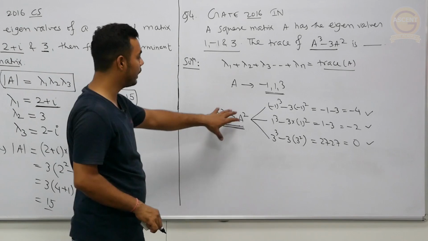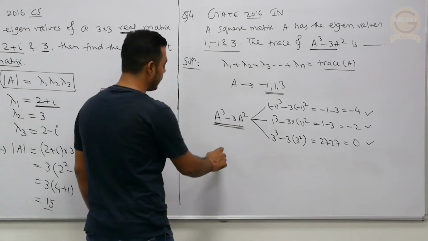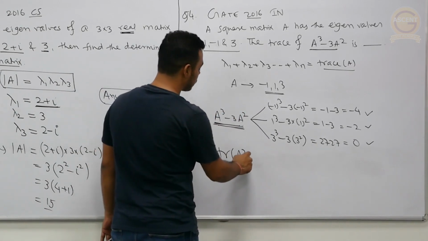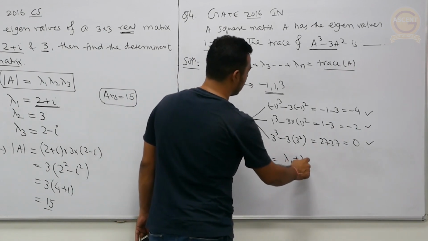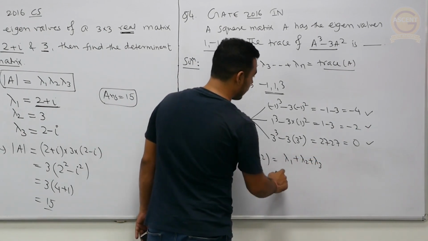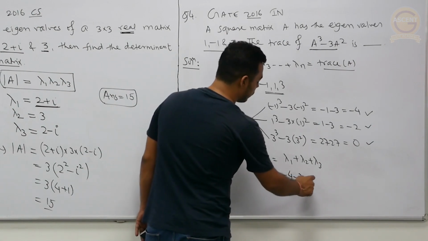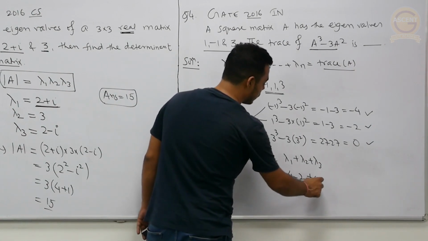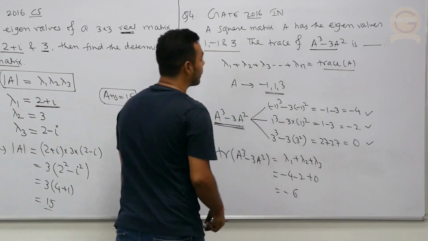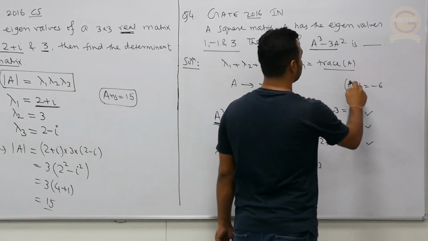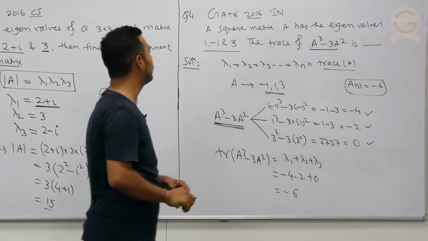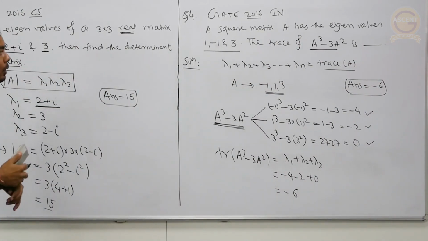Now once you know the eigenvalues of this matrix, you can easily find the trace of this matrix. The trace of A cube minus 3A square will be the sum of all eigenvalues. There are three eigenvalues, so minus 4 minus 2 plus 0. So this will be minus 6. So the correct answer for this problem is minus 6. After this, we'll take one more problem on eigenvalues, and then we'll talk about eigenvectors.